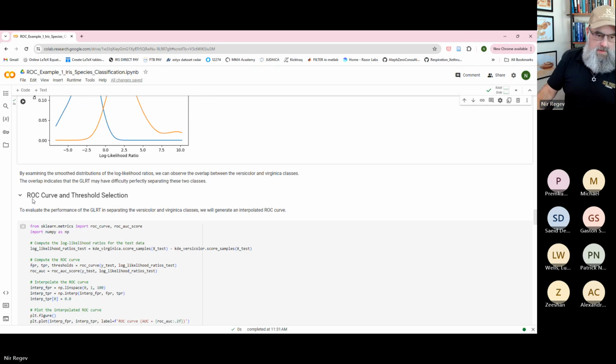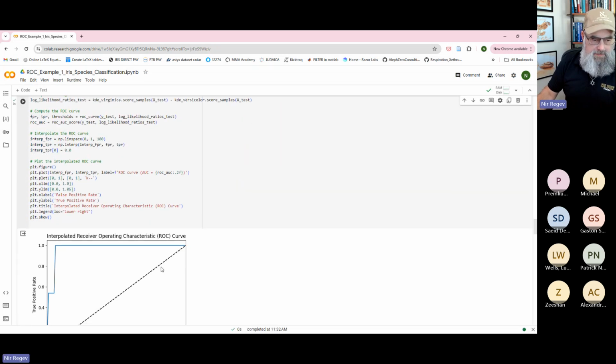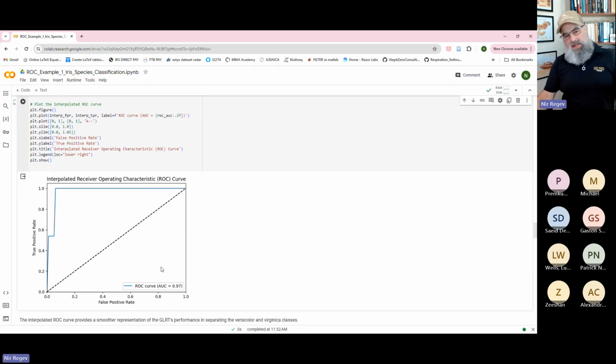Okay, so ROC curve and threshold selection. Let's first plot the ROC curve and the AUC. And here we see what I said before, that the ROC curve is kind of like a step function. It's not a nice smooth ROC curve. We don't have a lot of data, so we don't have a lot of resolution here, but we can still estimate the AUC, which is 0.97.